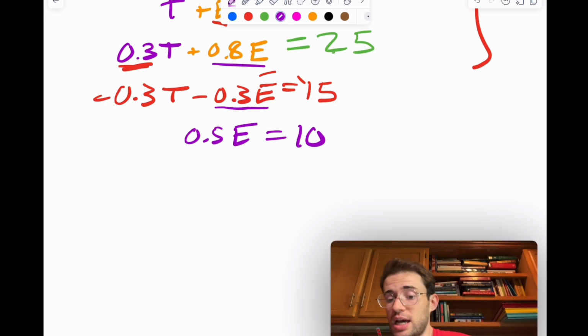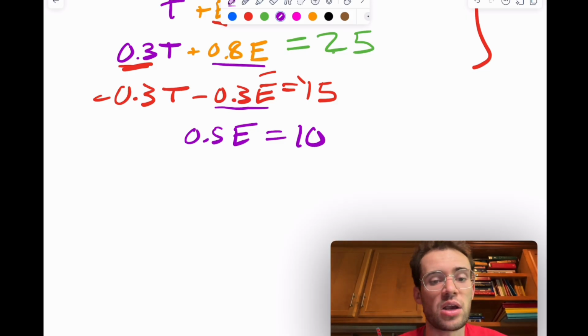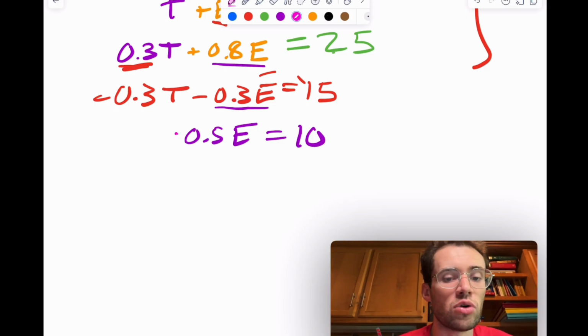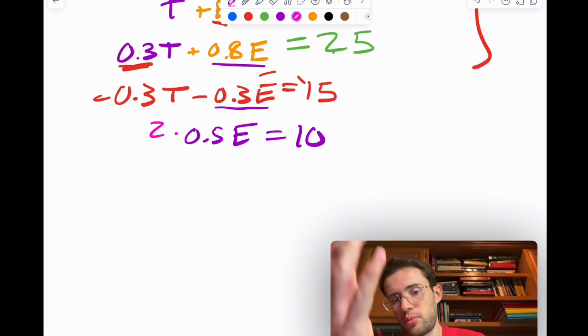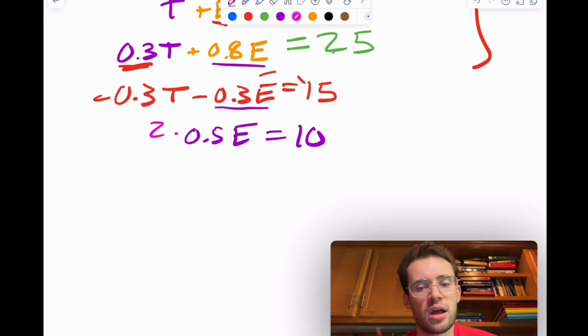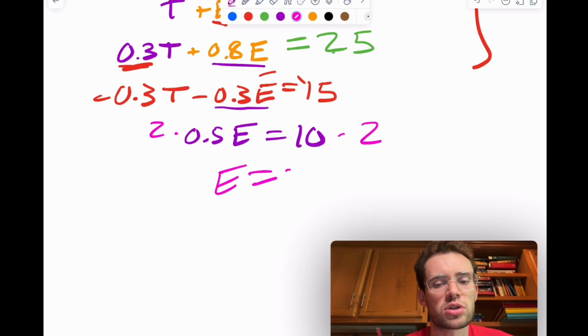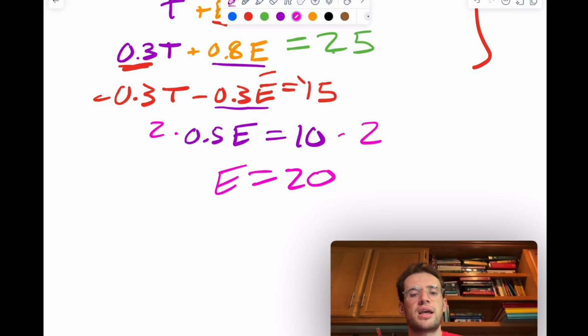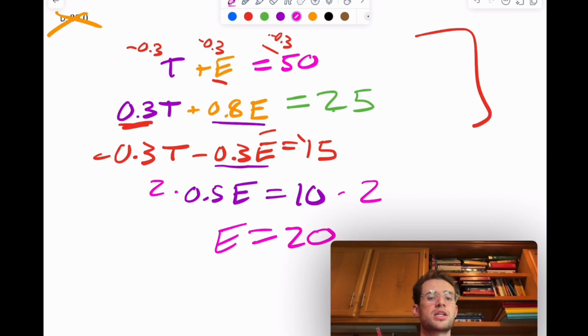Now you can think, what times a half is 10, so e is going to be 20, or just multiply both sides by 2, or divide by 0.5, which is the same thing. We get that e is equal to 20. So our E value is 20. You could check it algebraically by plugging that 20 back in for your E. You'd find that T is equal to 30. So you have 30 grams of T, 20 grams of E.